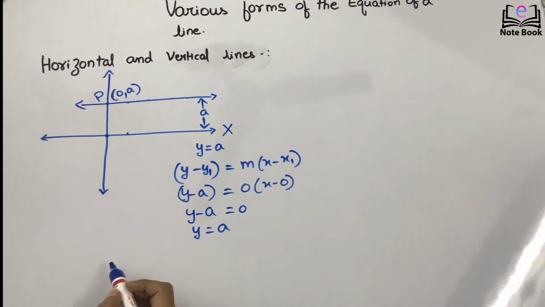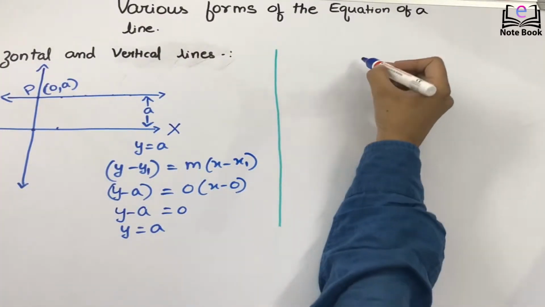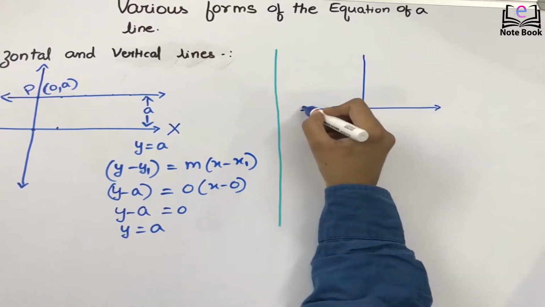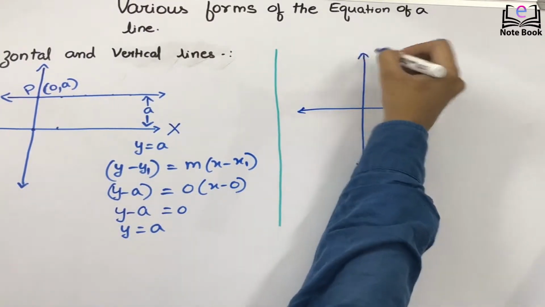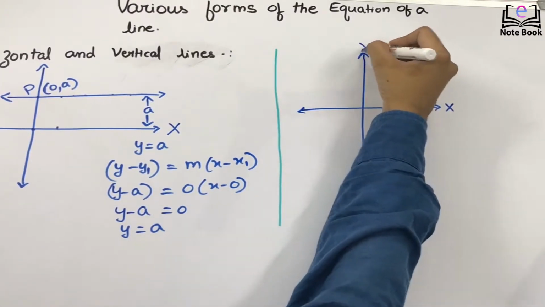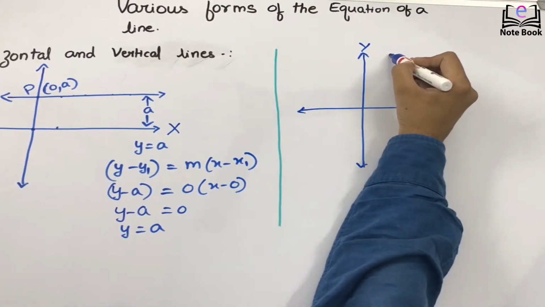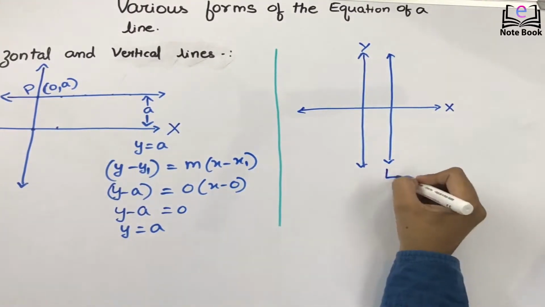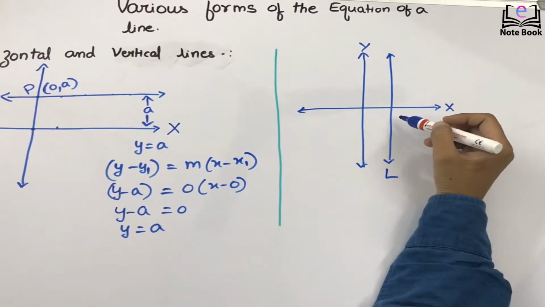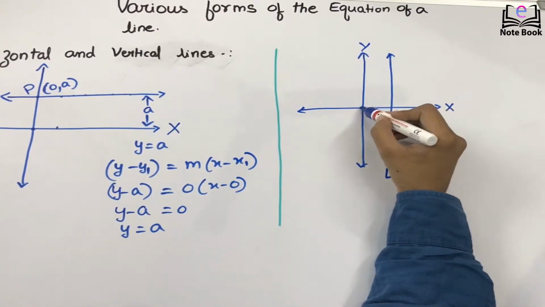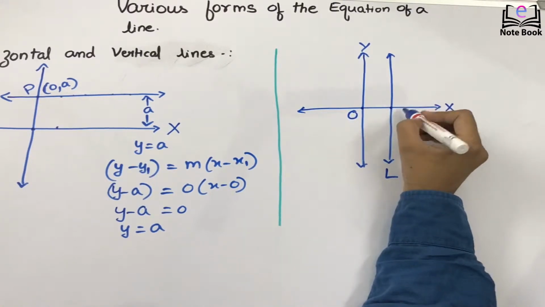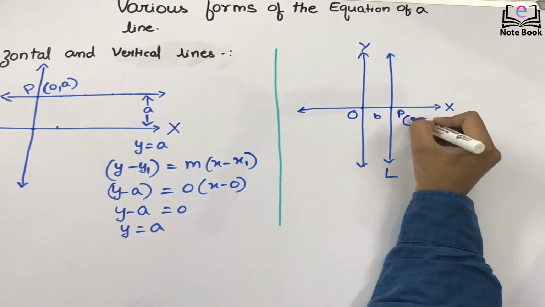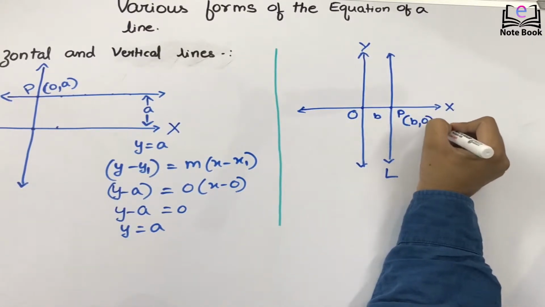Next, we'll move to the vertical line. Consider a vertical line. This is the xy axis. And a line parallel to the y-axis, L, is there. Now this is a vertical line. The distance from origin to this point P is b units. So the coordinates of P will be b, 0.